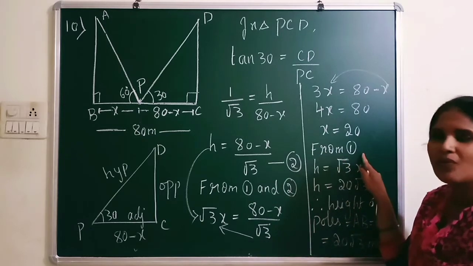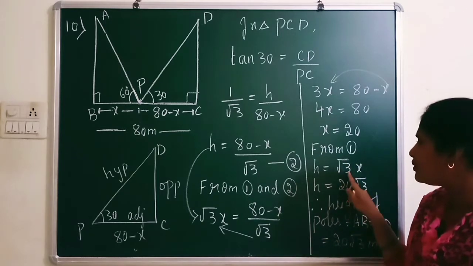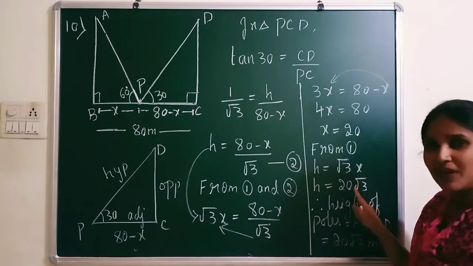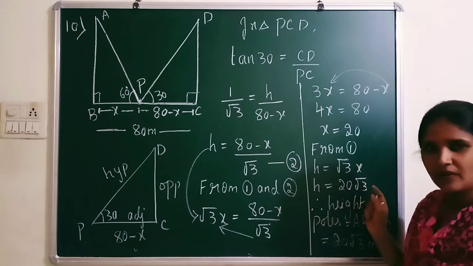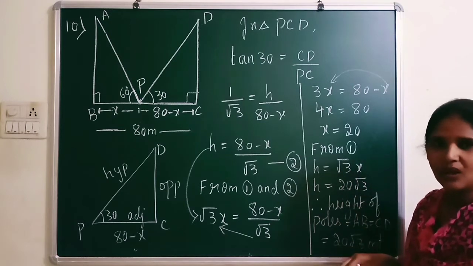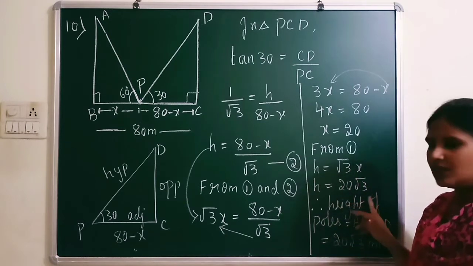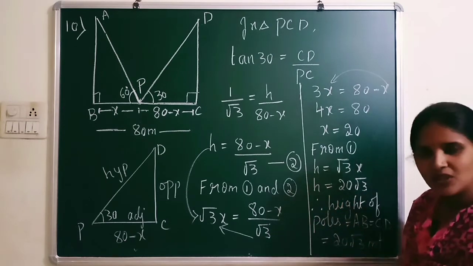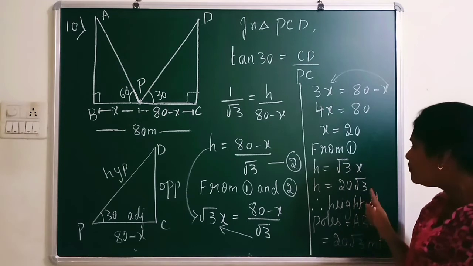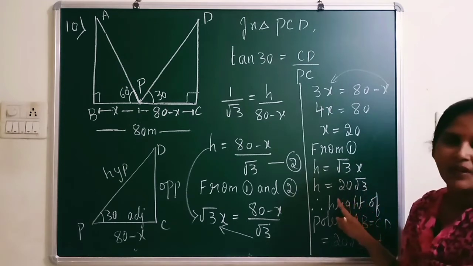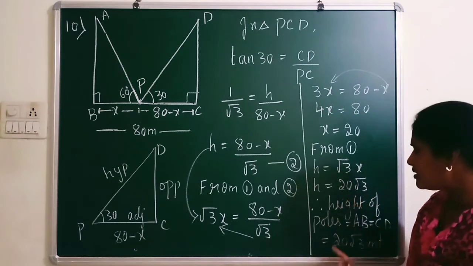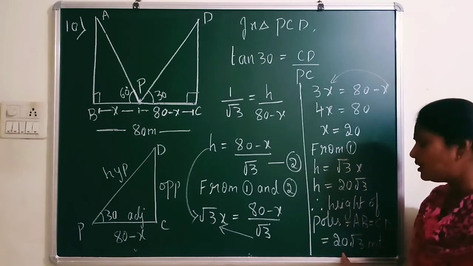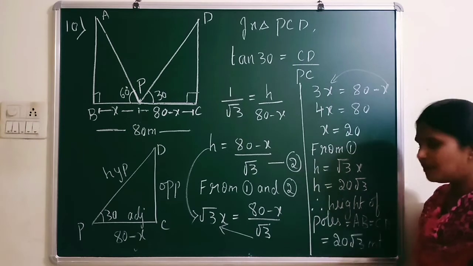So consider now from 1. So from 1 we have h equal to root 3x. So what is the value of x here? 20. Replace, don't write root 3 20. Always a number should be one whole number. That is 20 root 3. So the height of the pole we got is 20 root 3. If he has mentioned the value of root 3 in the question, then substitute the value of root 3 and multiply with 20. Otherwise, keep as it is. That is height of the poles. Both the poles are equal, that is AB equal to CD. It is 20 root 3 meter.